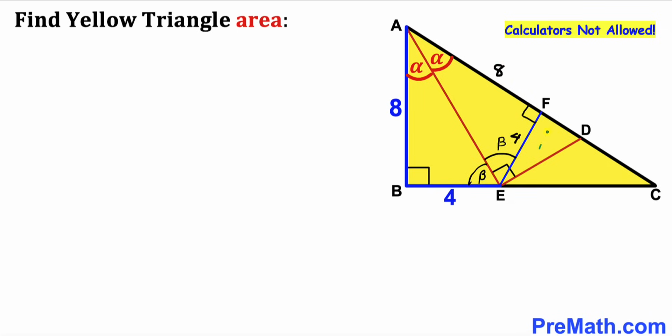Let's focus on this right triangle EFD. We know this angle is 90 degrees, and we know this whole angle is 90 degrees as well. And this angle is beta, so this angle has got to be alpha, and therefore this angle has got to be our angle beta. So we conclude that this triangle EFD is similar to this triangle AFE according to the angle similarity theorem.